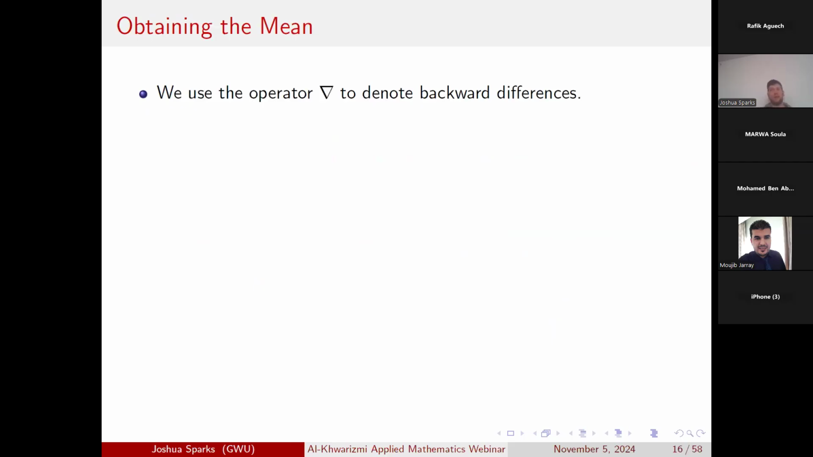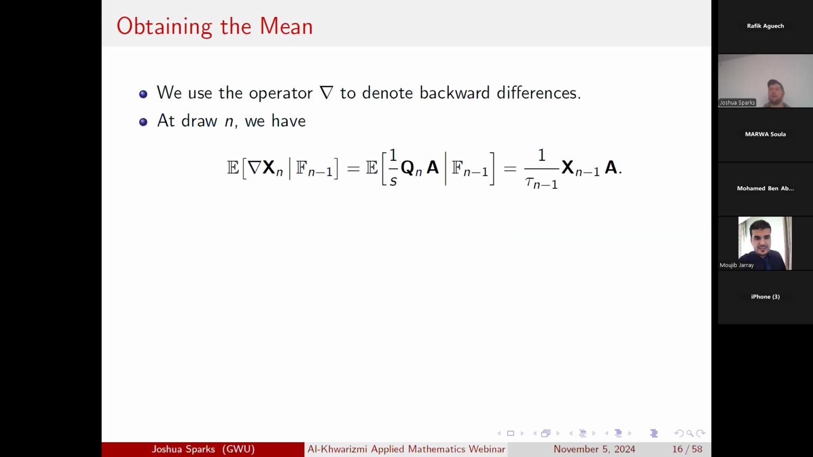Well, we can denote the operator nabla to denote backwards differences. And so as we transition, we're able to say x of n minus x of n minus 1 basically becomes this Q sample matrix. I shouldn't define, my apologies. This is basically the random sample that we're pulling from. So instead of using S, we think of it in terms of a random sample that we're pulling from. We'll denote it Q sub n, which follows a multivariate hypergeometric distribution when we sample without replacement, and with replacement becomes a multinomial distribution.